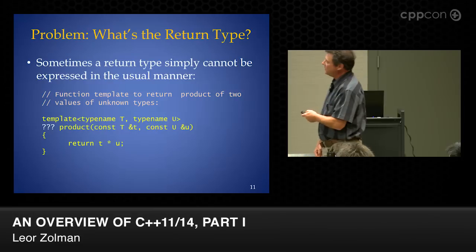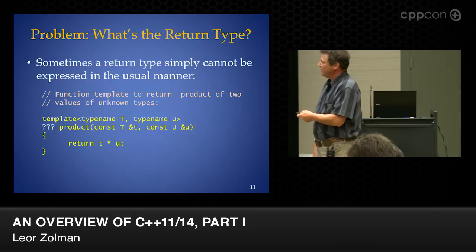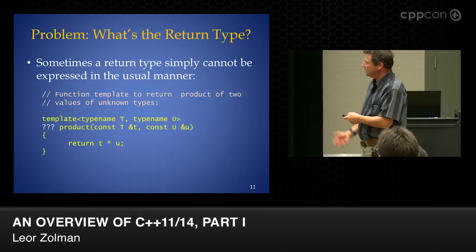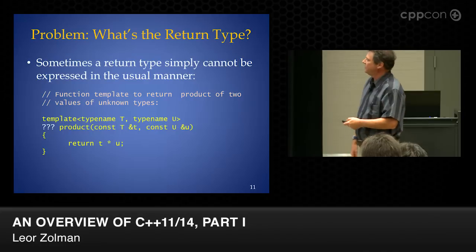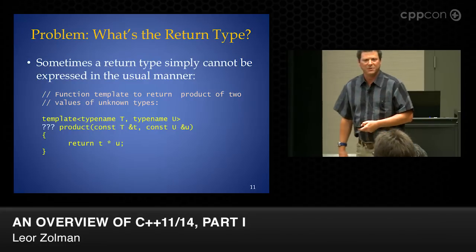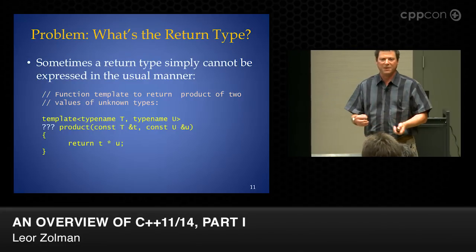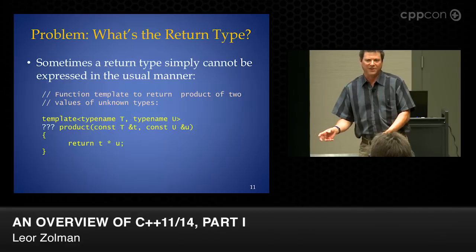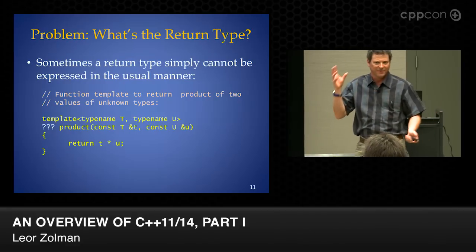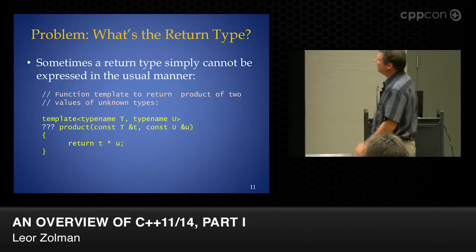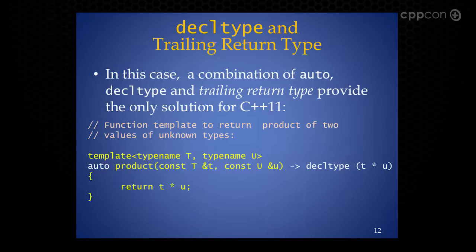If T and U are the same type, we could just pick one, but if not, we just don't know. And what if T and U are matrix types, right? The result of multiplying two matrices might be a type that's not either of the two original operands. It's some different type. No way to do that. So new C++ offers a solution. It's a different use of the auto keyword. So in this case, auto is not deducing anything.